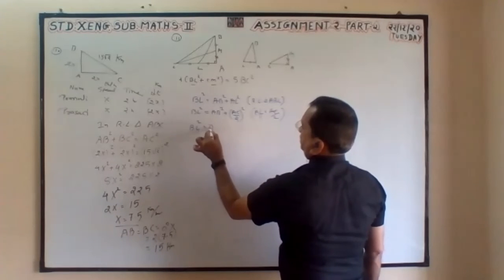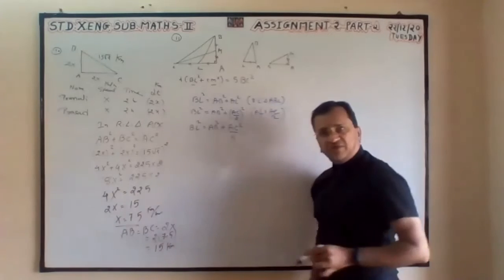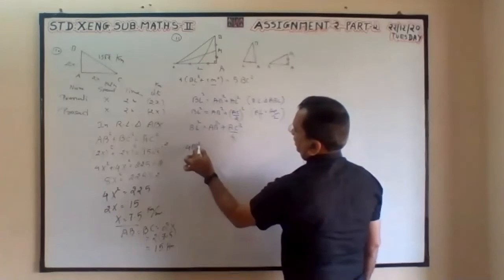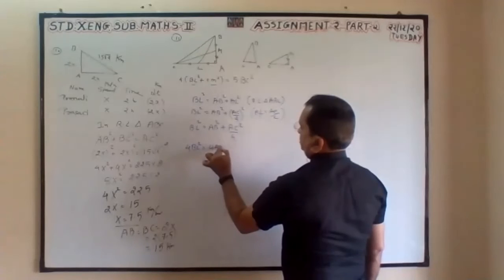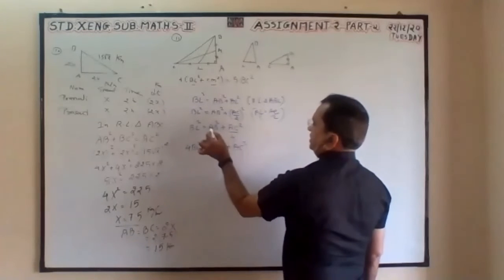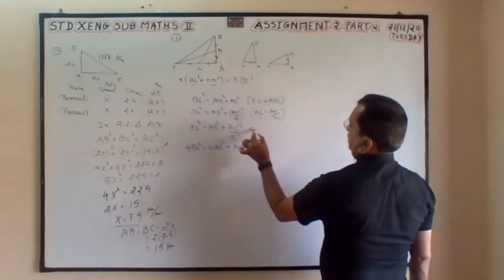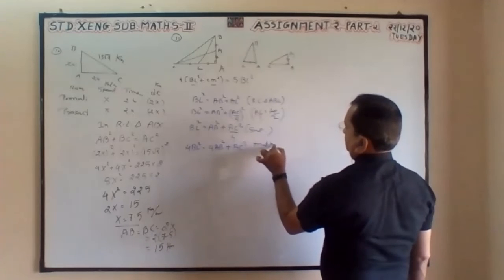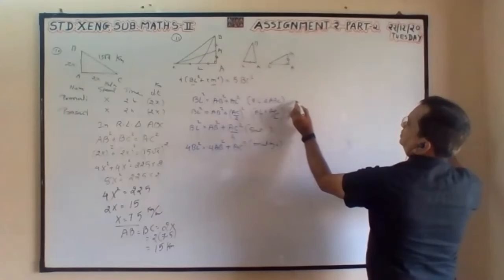BL square is AB square plus AC square by 4. Now all multiply by 4. So 4BL square is equal to 4AB square plus AC square. Multiply by 4, the 4 cancels. Simplify squaring. Same, exactly same.